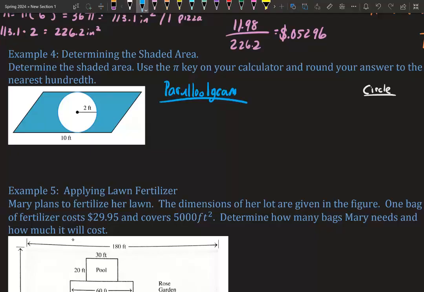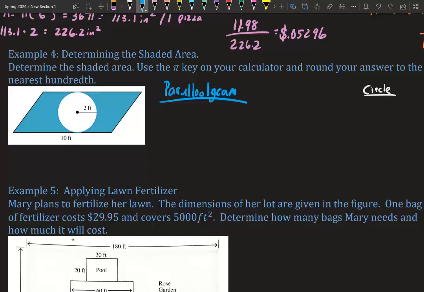So what it's really asking is, say you have a piece of fabric and you're cosplaying and you're making a costume with your favorite character and you need to cut a hole inside the fabric. How much fabric do you have left? That's what we're trying to find.